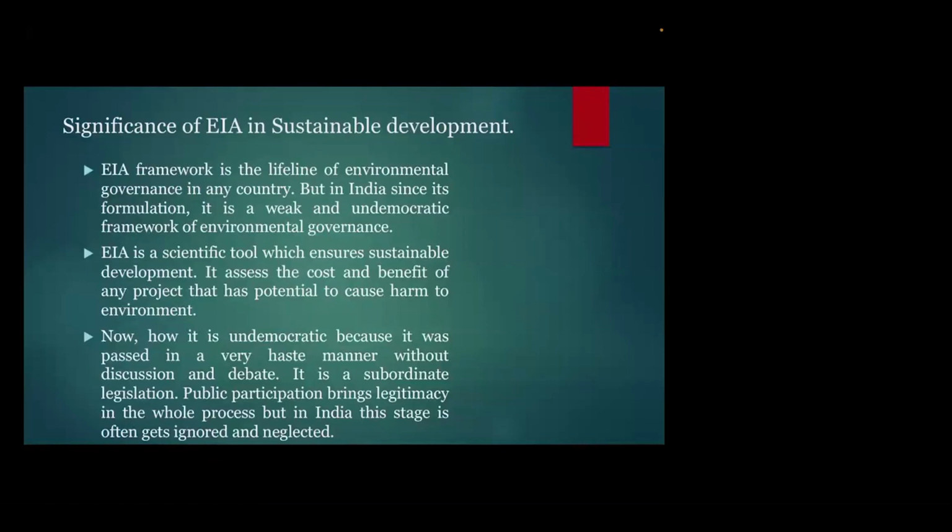Now, how is it undemocratic? Because it was passed in a very hasty manner. It was passed by a subordinate legislation notification. Government could have passed it by a proper mechanism of parliamentary procedure, but government has avoided this because of the discussion and debates. So, without discussion and debate, it was passed.